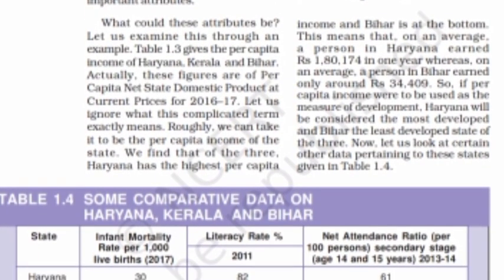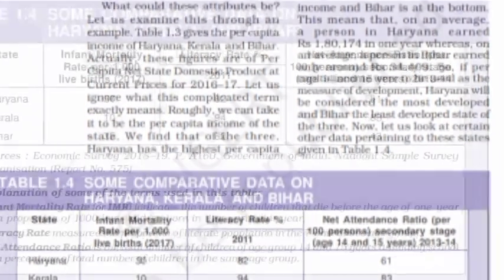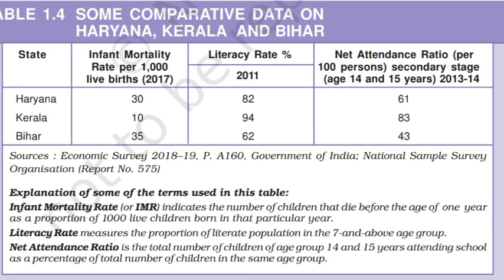However, this is not true if we look at other criteria. For Haryana, the literacy rate is 82%. Kerala has a literacy rate of 94% and Bihar has a literacy rate of 62%. Literacy rate is the number of people above 7 years of age who are able to read and write with understanding. The higher the literacy rate, the more developed a state will be. India has a literacy rate of 64%.